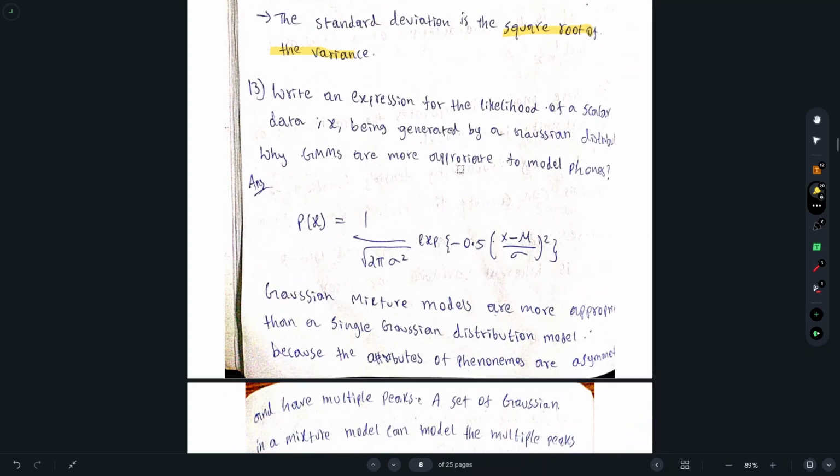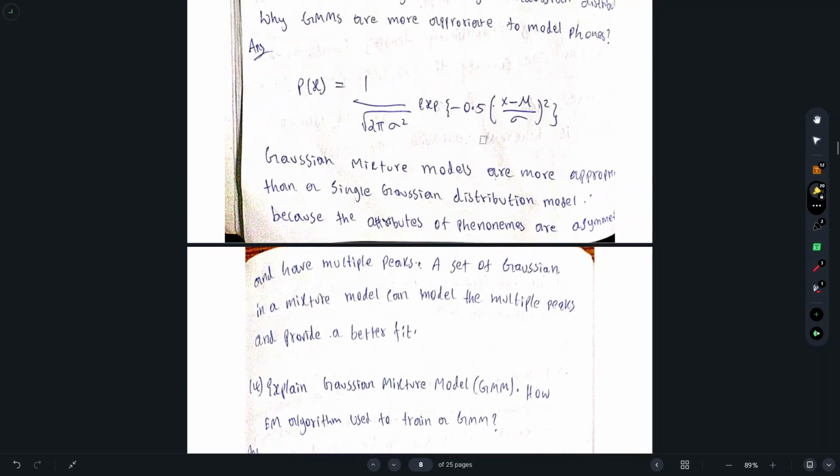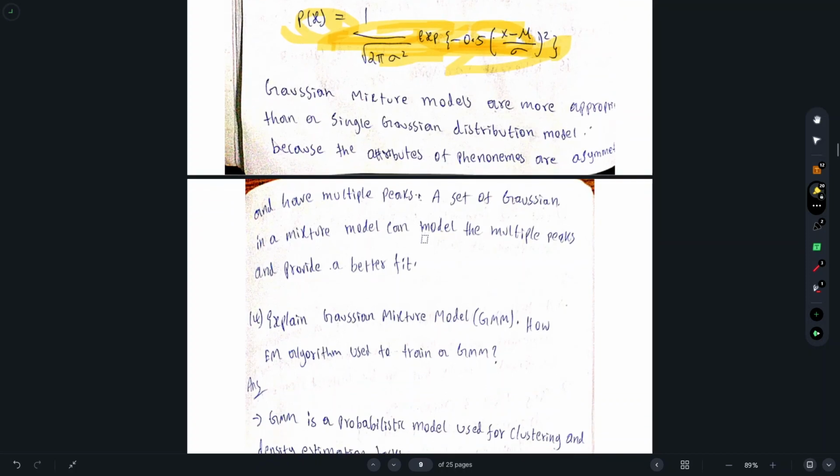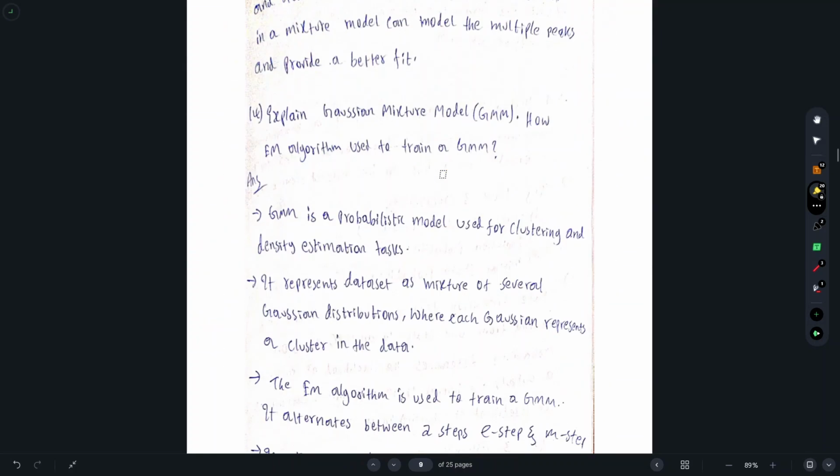So what is the expression for the likelihood of scalar data x being generated by a Gaussian distribution, and why are GMMs more appropriate? So this will be the expression. We need to just remember this for examination purposes. Gaussian mixture models are more appropriate than a single Gaussian distribution model because the attributes of phenomena are varied and have multiple peaks. A set of Gaussians in a mixture model can capture multiple peaks and provide a better fit. I don't know exactly regarding this, but we need to just remember this expression.